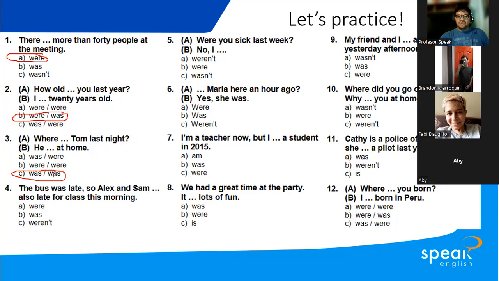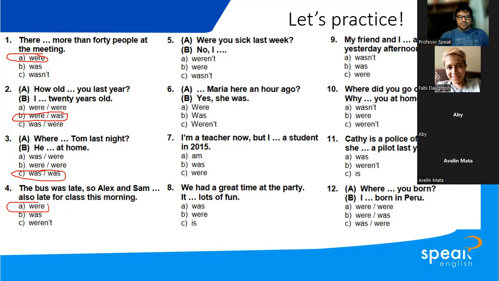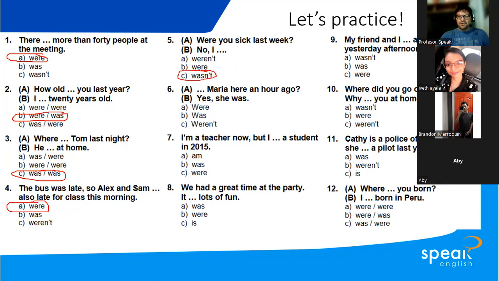Where was Tom last night? He was at home. Yes. Okay. The next one says the bus was late, so Alex and Sam were also late for class this morning. Yes, that is correct. Okay. What about number 5? It says, were you sick last week? No, I wasn't. Good, good.